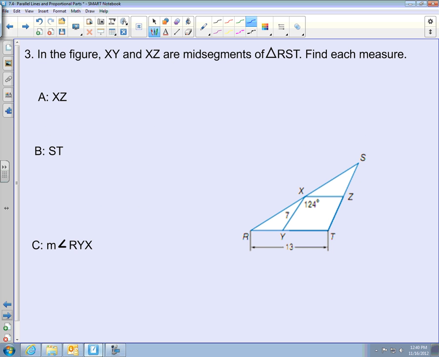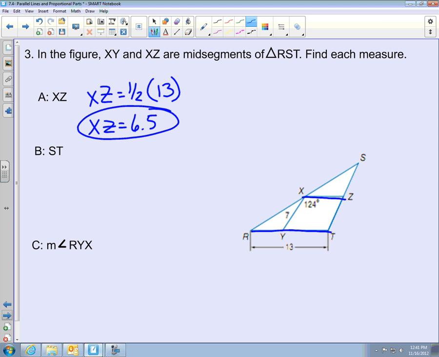All right, so let's go ahead here and look at problem 3. In the figure, XY and XZ are midsegments of triangle RST. Find the measure of each. So I'm going to go ahead and get you started with XZ. I know XZ is going to be half of RT because those are my midsegment and my base. So I can say that XZ is half of RT, which is 13. So therefore, XZ is 6.5. All right, I want you guys to try B and C. It deals with some parallel lines and some angles.